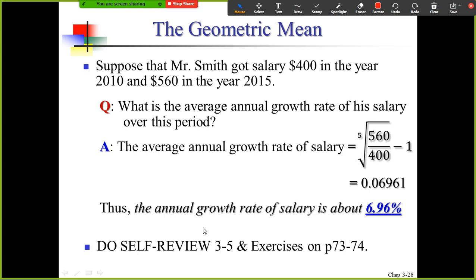Okay, so in this case you need to do a self review, and again, self review is not homework. You need to practice, but you don't need to submit. If you want me to see, you can send it to me. But if you don't want to, no need to submit. However, for the exercise on pages 73, 74, I write for you, because some of you still ask.